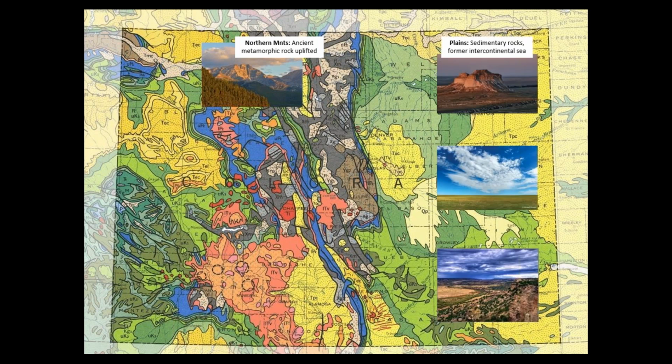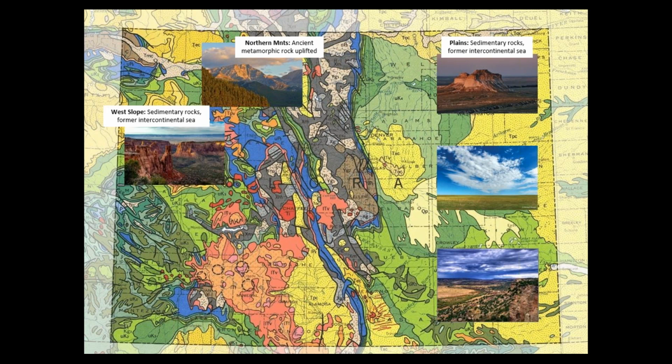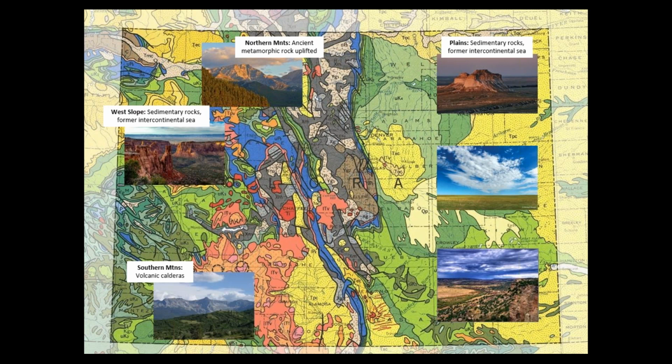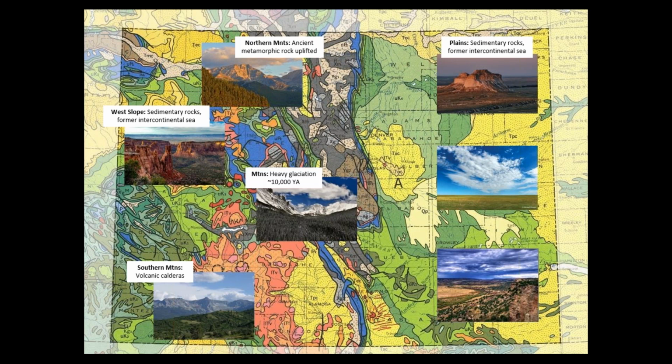Sedimentary deposits from the inland sea cover much of the eastern plains and west slope and can be viewed in upturned hogback ridges at the base of the mountains along the Front Range and in neatly layered buttes, canyons, and mesas. Volcanism erupted in the southern half of the state 30 million years ago, creating the San Juan Mountains, which contain deposits of gold, silver, and other economically important metals. More recently, the mountains experienced heavy glaciation until roughly 10,000 years ago.